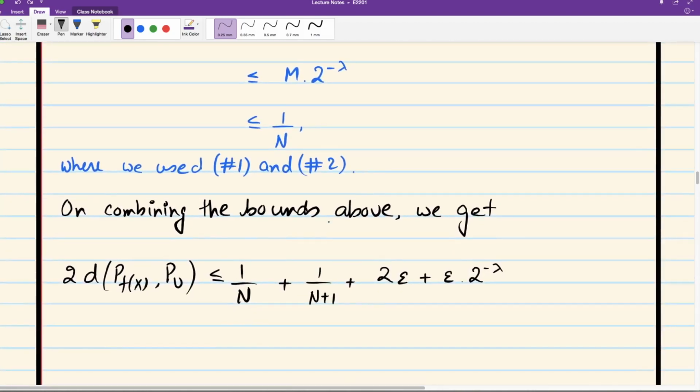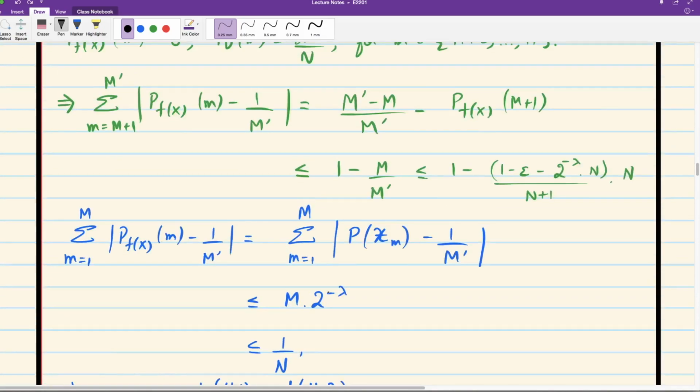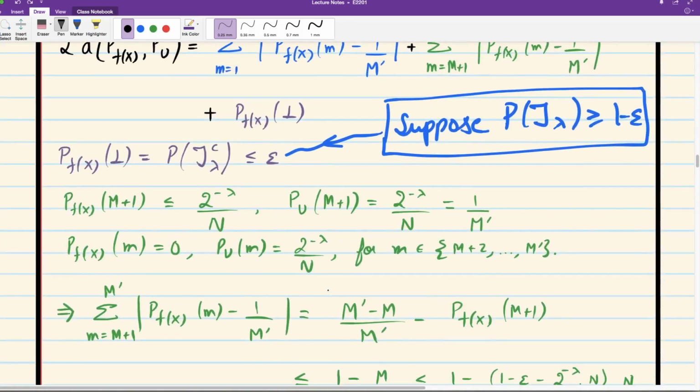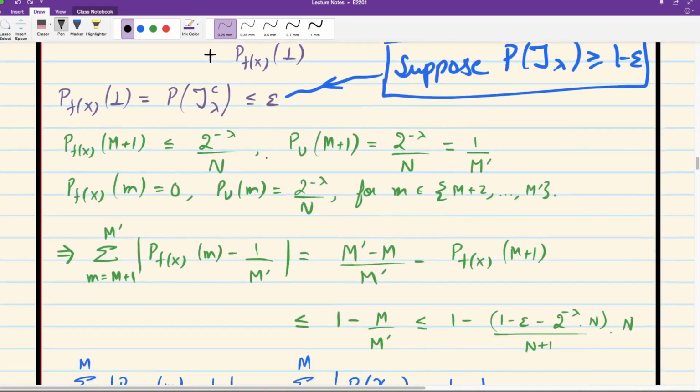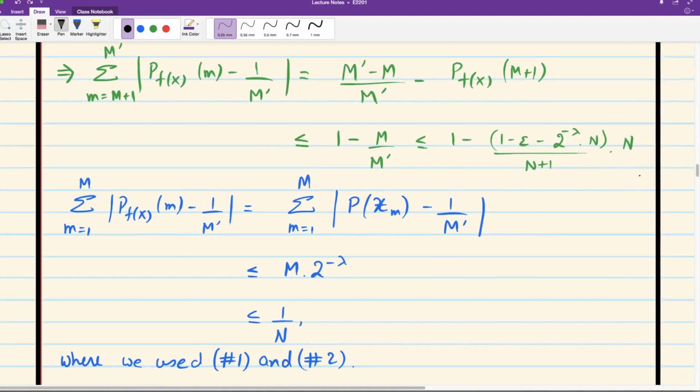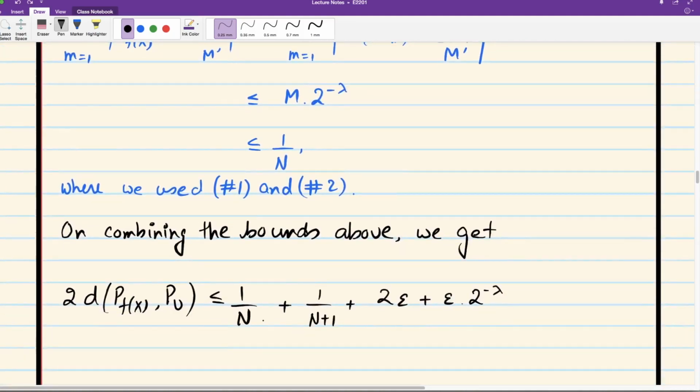So if you combine all these bounds, this last part is 1 by n, this part is epsilon, and this part is 1 minus this quantity here, and you can check that when you combine these bounds, this is what you obtain as an upper bound for the total variation distance. So the random variable that you have generated, its distance from the uniform distribution is this much.